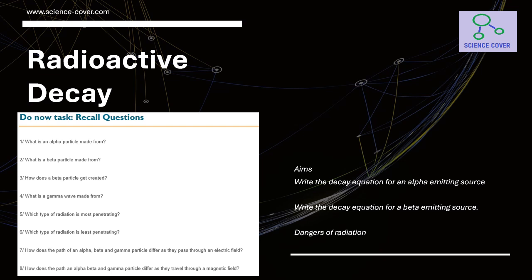Welcome to ScienceCover.com. In this session, we'll look at radioactive decay. We'll learn how to write the decay equation for alpha emitting sources and the decay equation for beta emitting sources. And then we'll look at the dangers of different types of radiation. Pause the video and try the Do Now task.